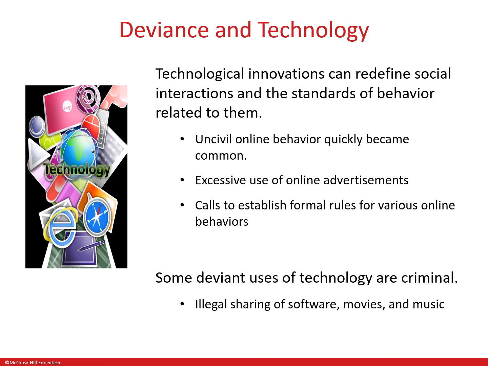Let's talk a little bit about deviance in technology. Technological innovations can redefine our social interactions and our standards of behavior. And this is often where we find socially tolerated forms of deviance. Being anonymous often allows for deviant behaviors, such as hate speech, even pornography, bullying, cyberbullying.